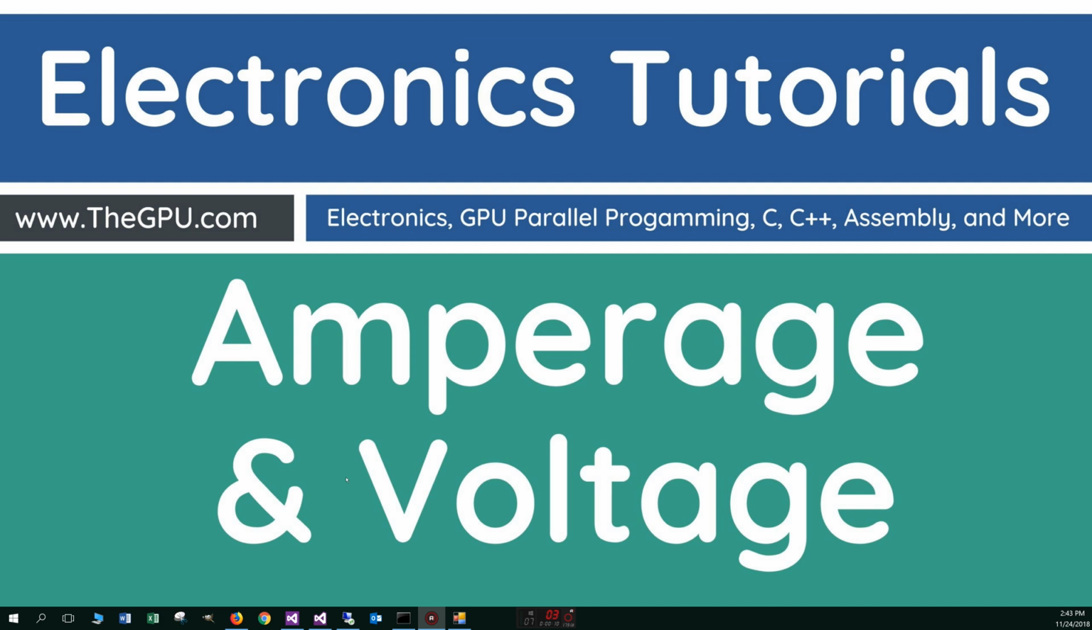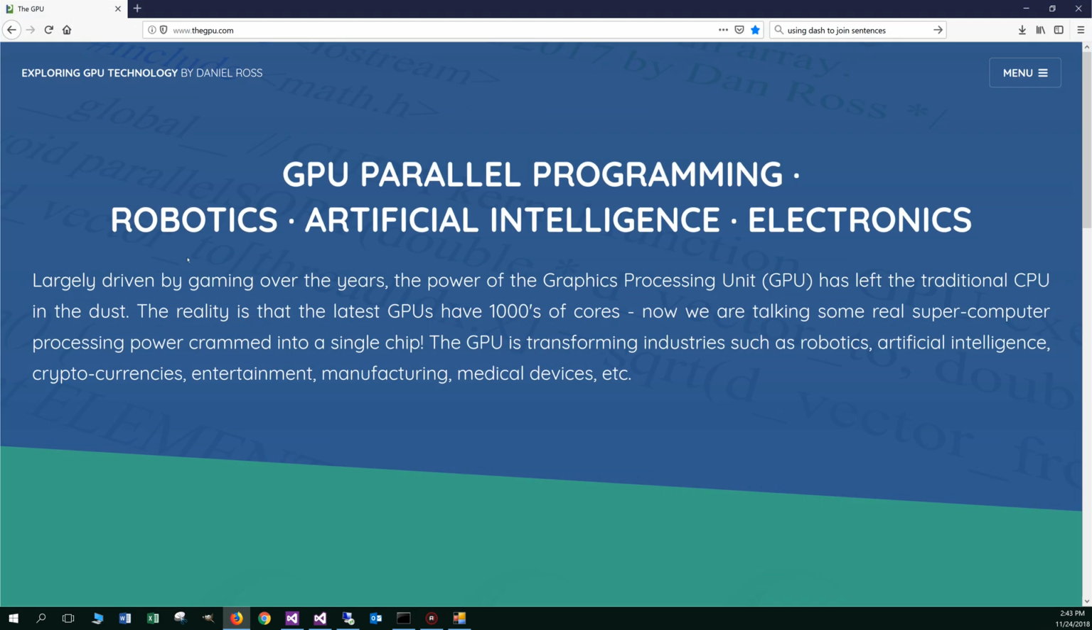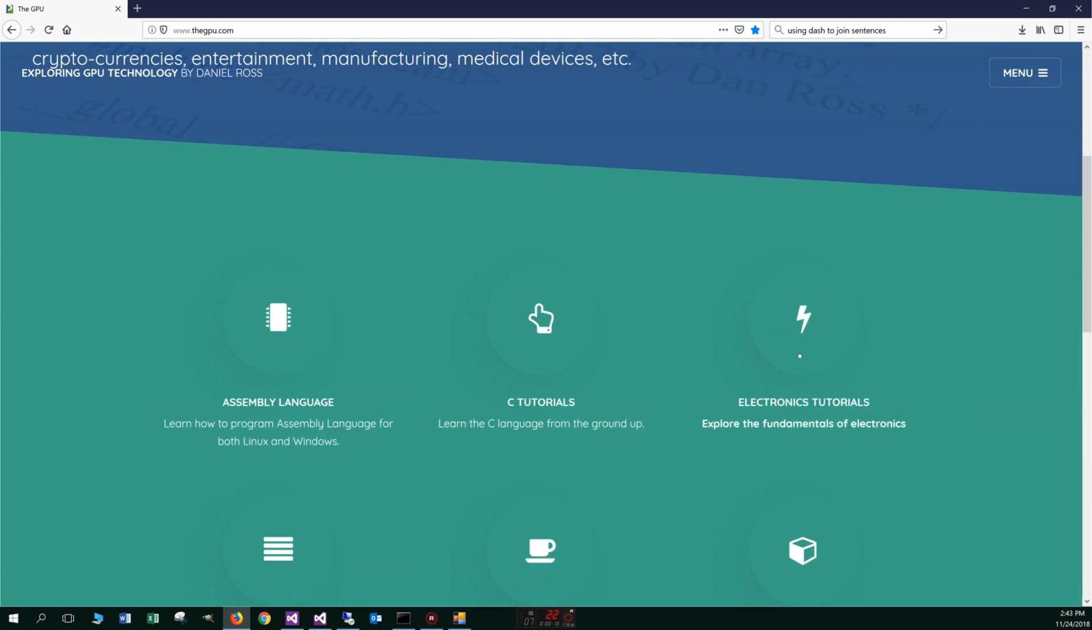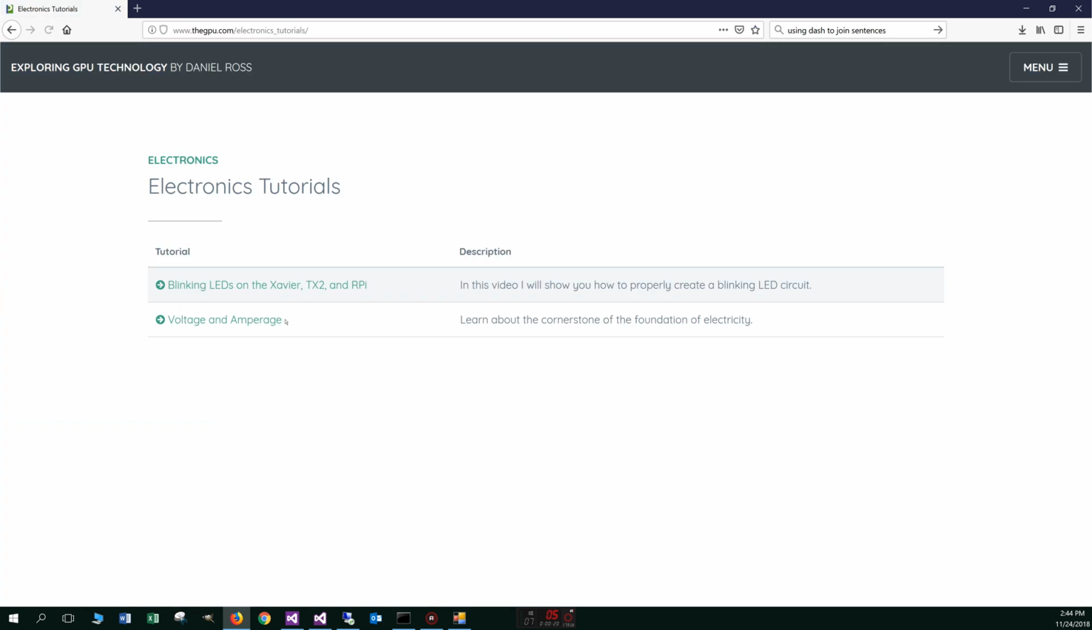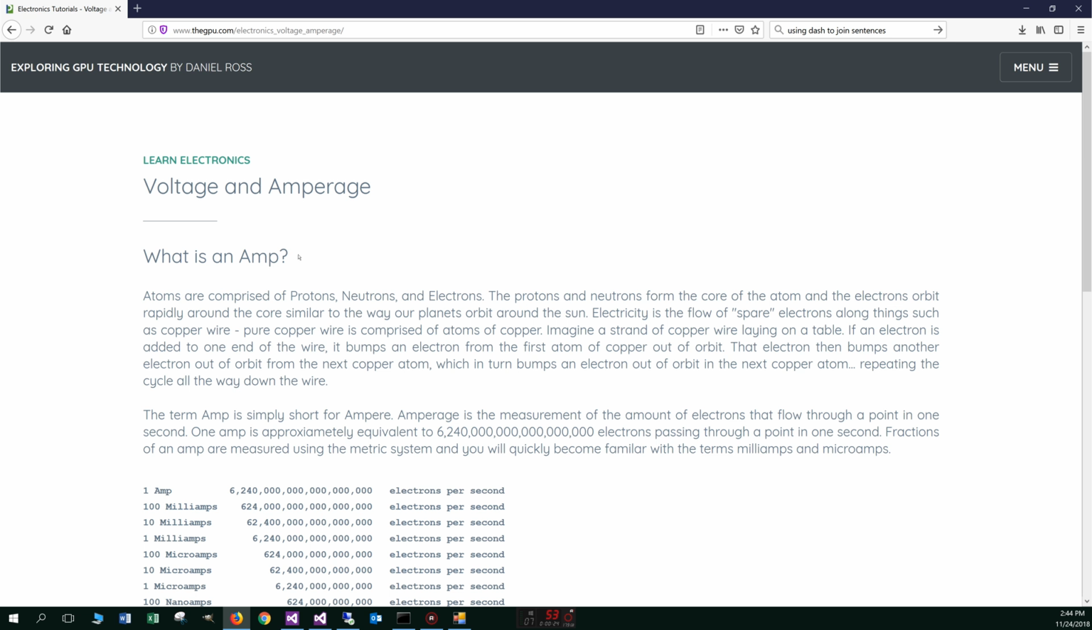To get started, go ahead and open up your web browser to my website, thegpu.com, and you can scroll down to electronics tutorials or select the menu electronics tutorials. Then we'll select voltage and amperage. So what is an amp?